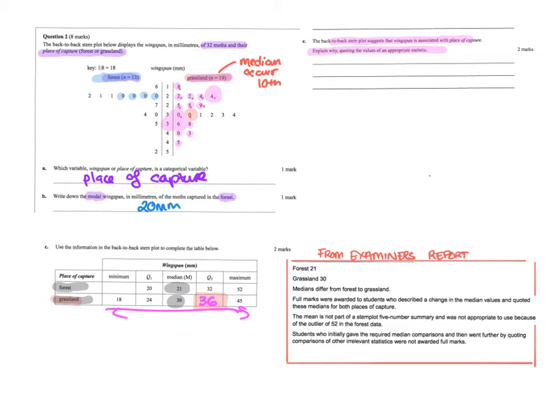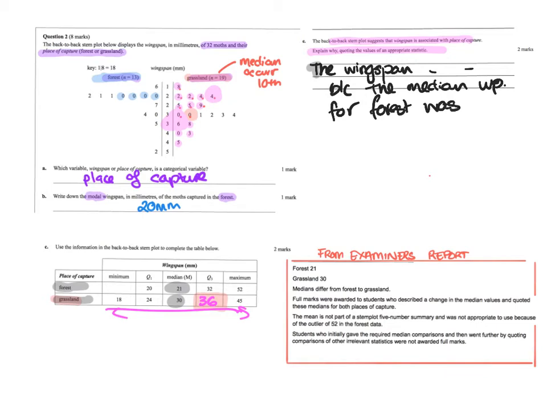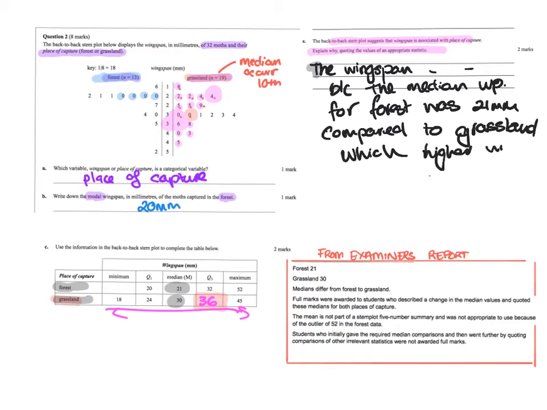So explain why, using appropriate statistics. You can just say the wingspan could be suggested to be associated, whatever, blah, blah, because the median wingspan, I'm going to shorten this, for forest was 21 millimetres compared to grassland, which was higher, yeah, with 30 millimetres. So you just write a little thing like that.